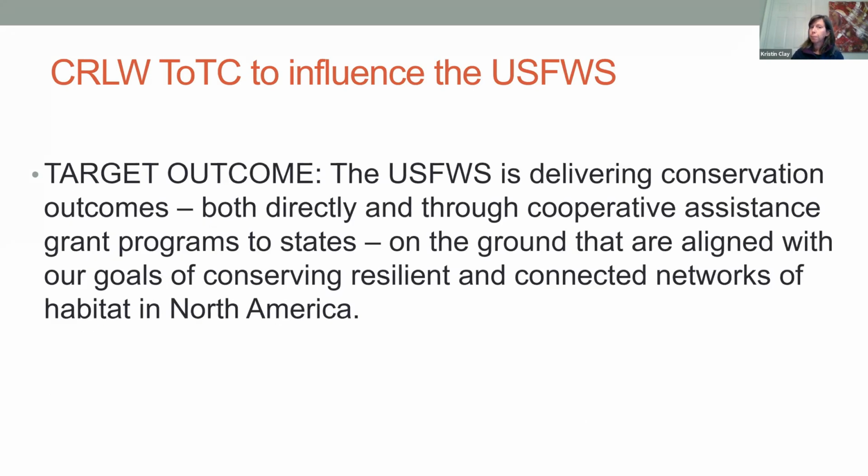So then this is the outcome we're working with right now. U.S. Fish and Wildlife Service is delivering conservation outcomes both directly and through cooperative assistance grant programs to states on the ground that are aligned with our goals of conserving resilient and connected networks of habitat in North America. So pretty broad. That's where we started, and we're now feeling like we need to tighten that. Again, one of my key questions there is, do folks think we should have tightened it first and then done our brainstorming, or is it okay to start with something this broad and then brainstorm and come back to tightening?